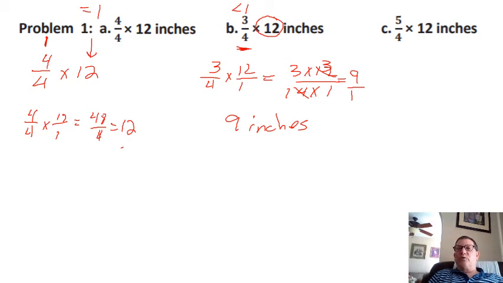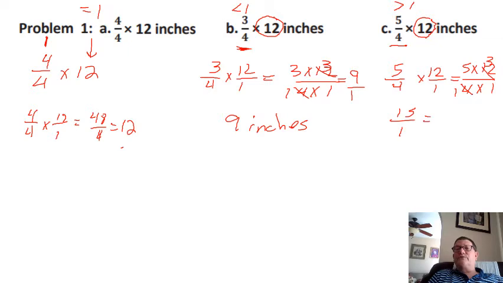Now let's see what happens when we multiply by a fraction that is greater than 1. So this one here happens to be greater than 1. So that means our product should be greater than this factor. Let's try it out. 5/4 times 12, which means 12 over 1. We can eliminate something, 5 times 12 over 4 times 1. 4 goes into 4 one time, 4 goes into 12 3 times, and we ended up with 15 over 1, which equals 15. So you can see, since we multiplied by a fraction greater than 1, our product was greater than the other factor.